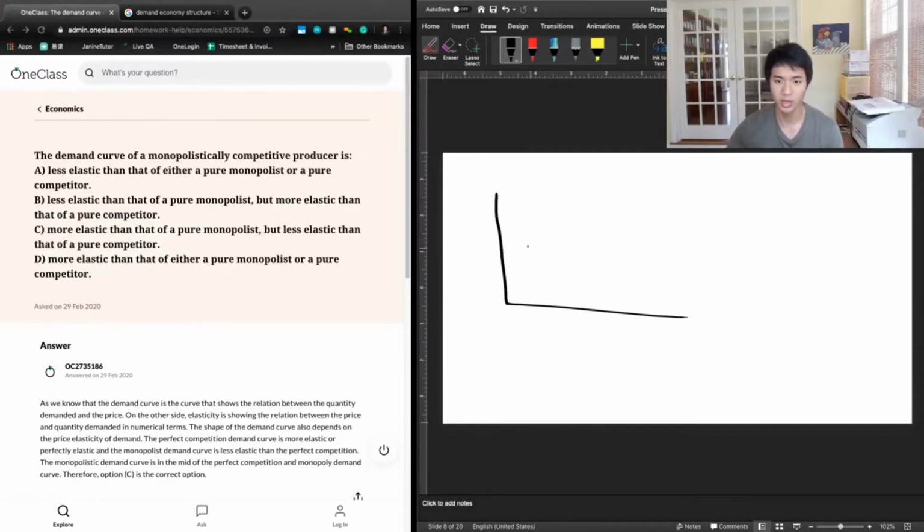Okay, so a pure competitor is a price taker. Their demand curve is flat. That's perfectly inelastic. Sorry, perfectly elastic, right? And we know that this is because there's a lot of competition. So in a monopolistically competitive market, there's a little bit less competition, and so we know that the demand curve is going to be less elastic than that of a pure competitor. So we can already eliminate the answer choices that don't say that. D is eliminated and B is eliminated, right? B says more elastic than a pure competitor, and D also says more elastic than a pure competitor. So we're left with A and C.